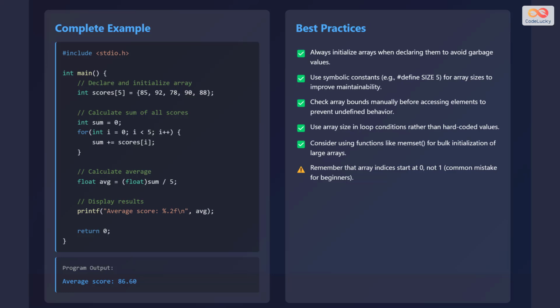It is always a good practice to initialize arrays when declaring them to avoid garbage values. Use symbolic constants such as #define size 5 for array sizes to improve maintainability. Manually check array bounds before accessing elements to prevent undefined behavior. Use array size in loop conditions rather than hard-coded values. Consider using functions like memset for bulk initialization of large arrays.